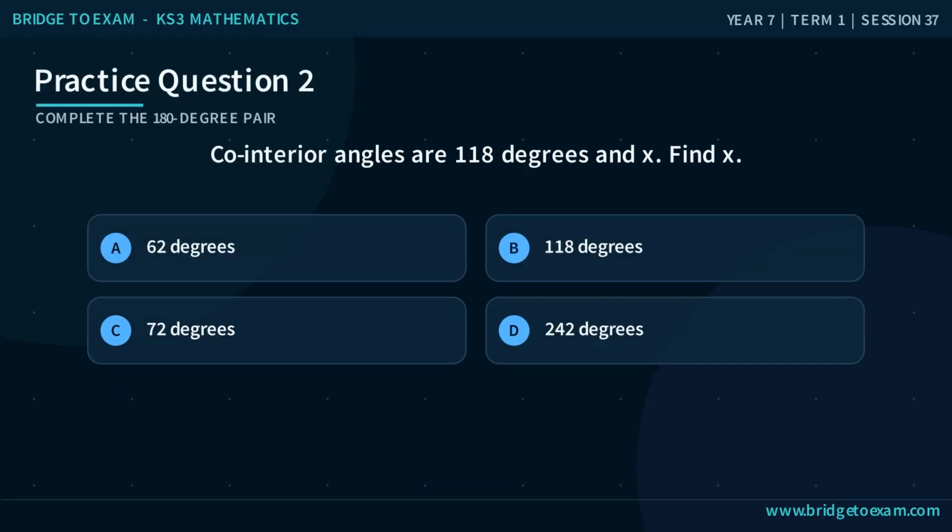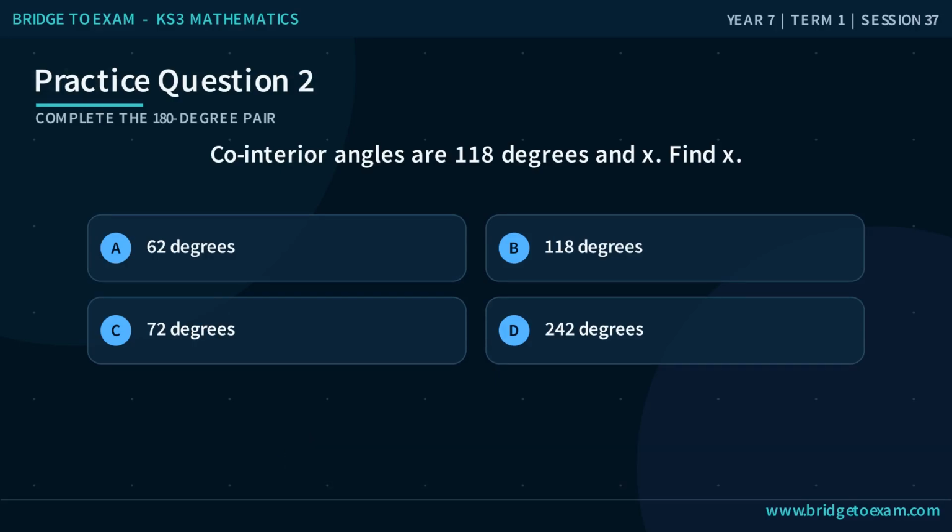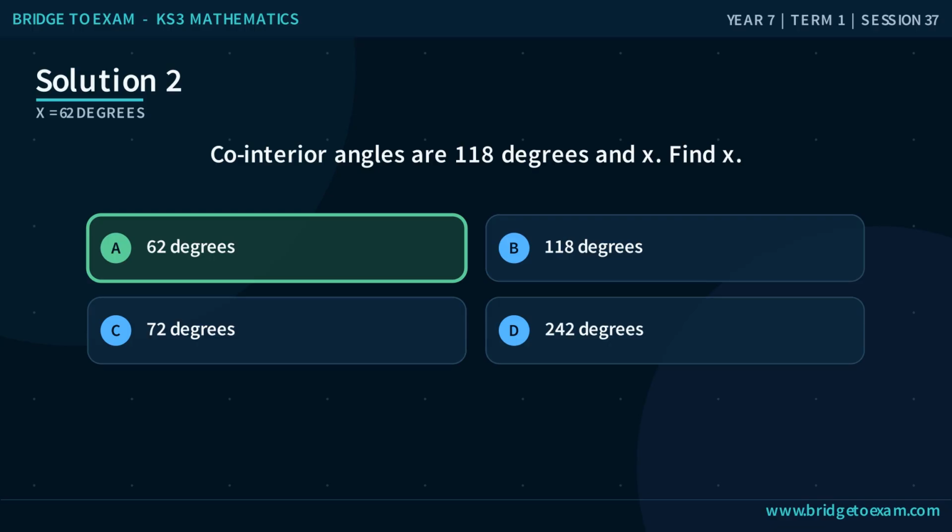Practice question 2. Co-interior angles are 118 degrees and x. Option A is 62. Option B is 118. Option C is 72. Option D is 242. Pause. Use the 180-degree co-interior total. Option A is correct. X equals 62 degrees. 180 minus 118 is 62.